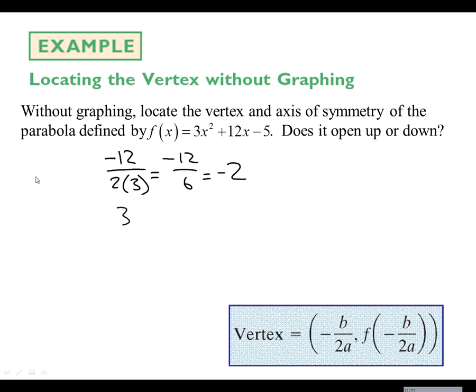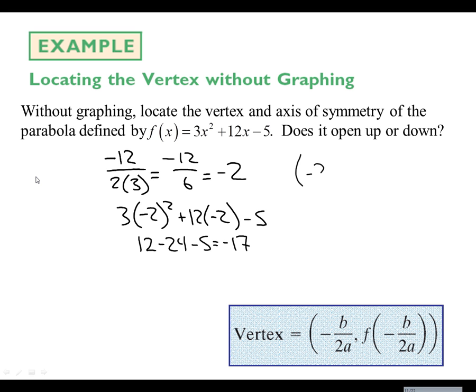We're going to have 3 times negative 2 squared plus 12 times negative 2 minus 5. That is 3 times 4, which is 12, minus 24 minus 5. That's negative 17. So our vertex is at negative 2, comma negative 17. Your axis of symmetry is x equals negative 2. And because we had a positive a to start here, we're going to open up.